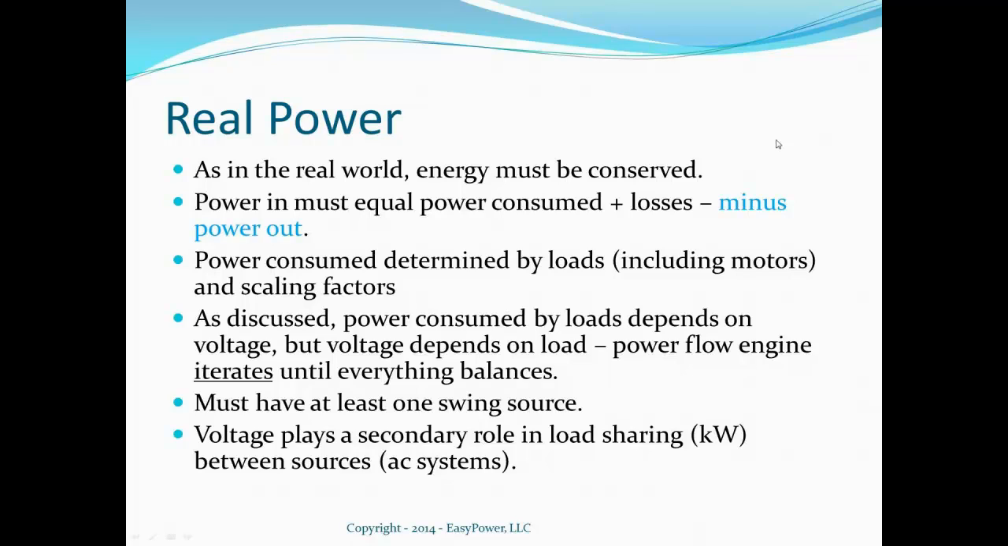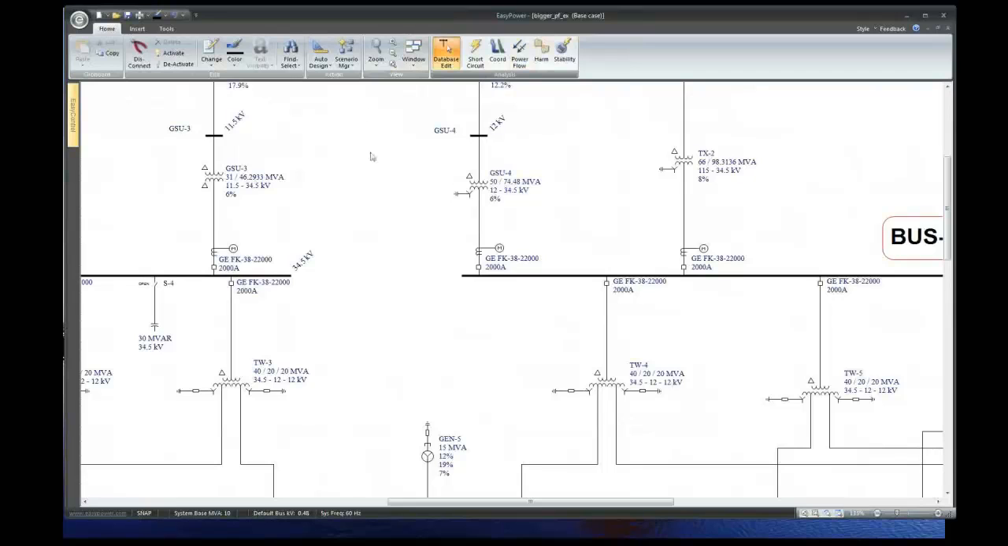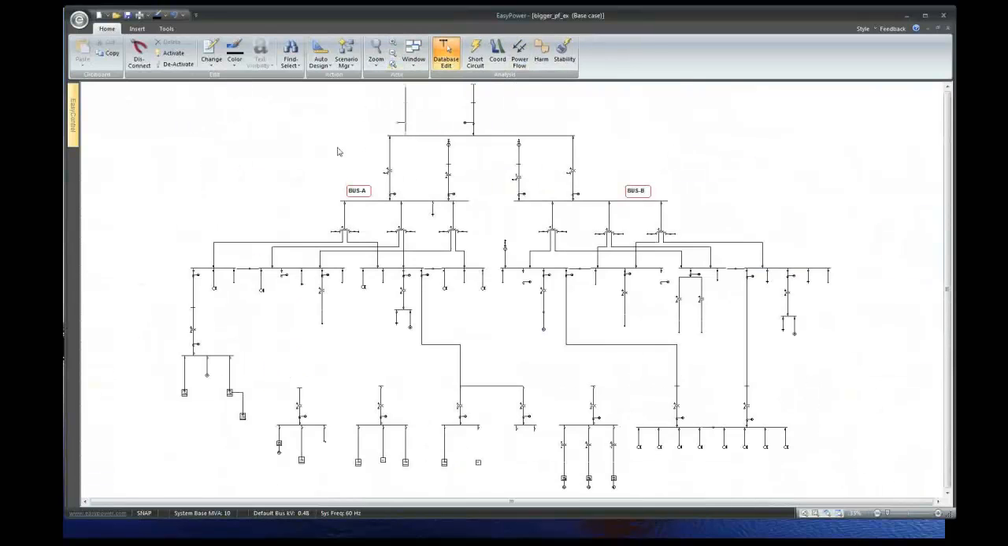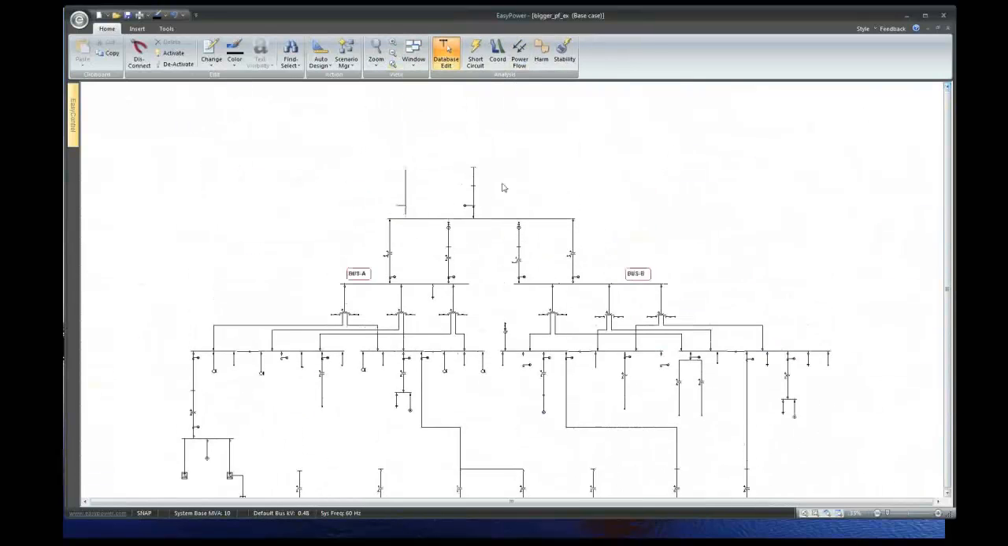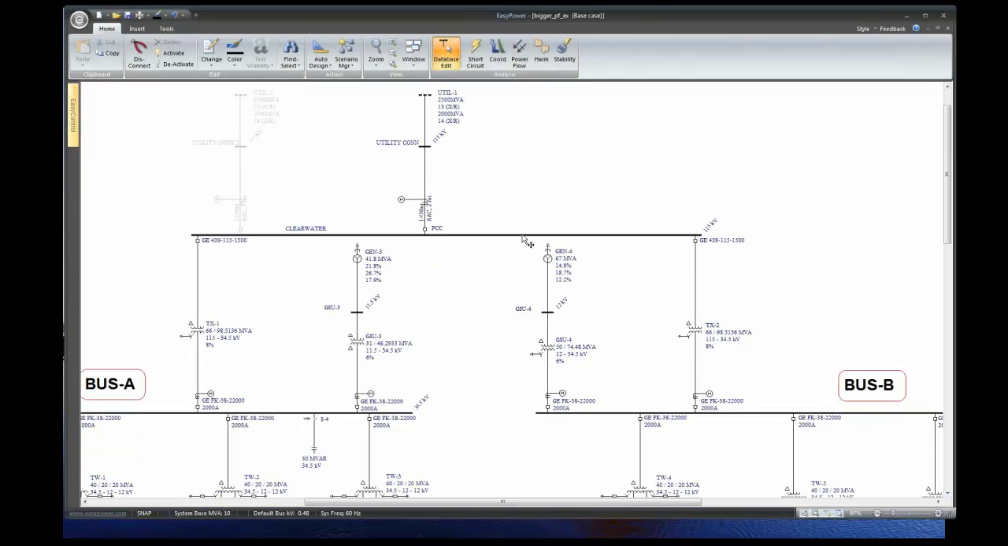So I'm just going to jump over to this model here. We'll just take a quick look. We'll be focusing up here. I've got a utility source here. I've got a couple of generators. There's another generator hiding down here somewhere.